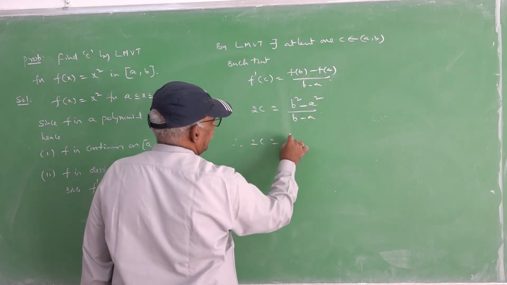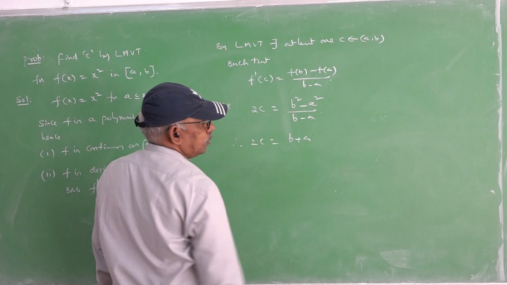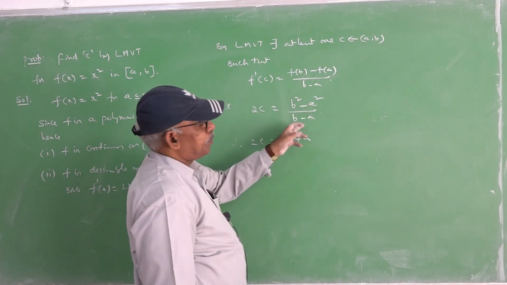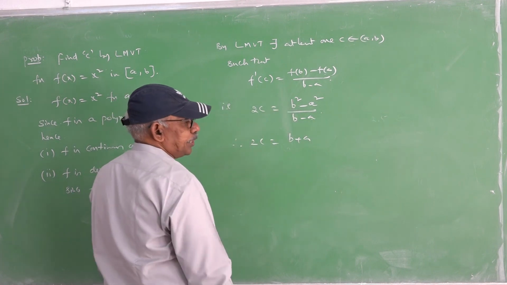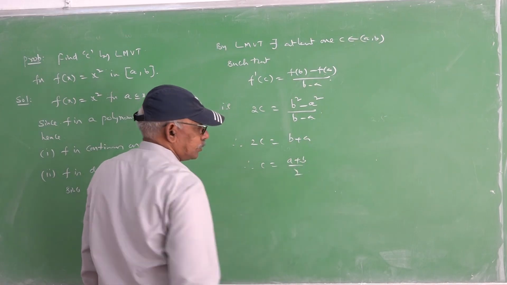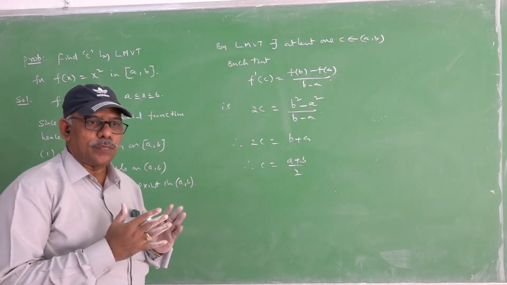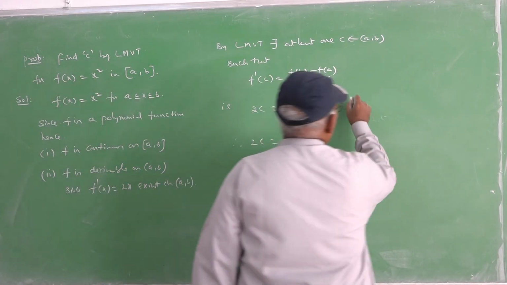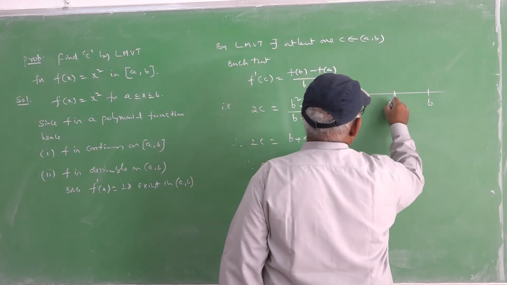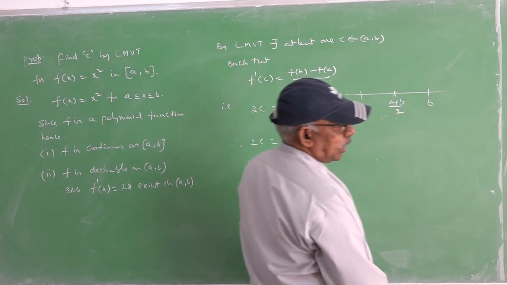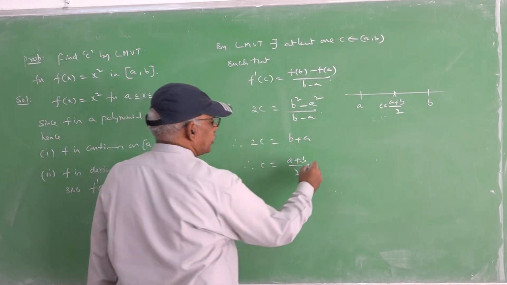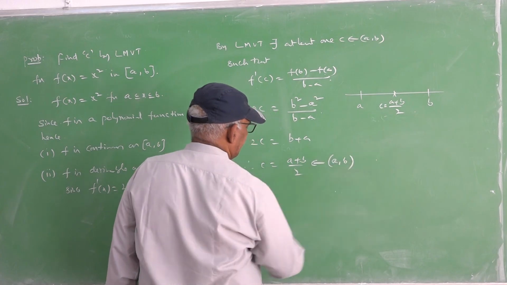Therefore, 2c takes the value b plus a, because b square minus a square may be factorized as (b minus a) into (b plus a). B minus a cancels here. So, 2c takes the value b plus a, so c takes the value (a plus b) by 2. (A plus b) by 2 is the mean of a, b. Once a and b are considered on the real line, (a plus b) by 2 is the midpoint of a b. This is c here. So, c certainly belongs to the open interval a b.